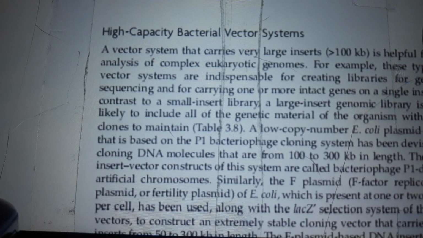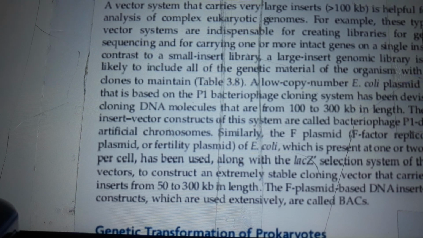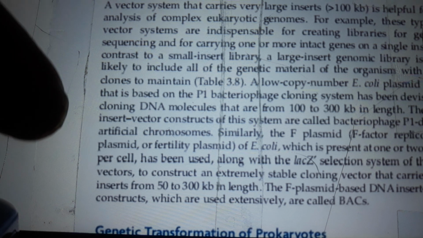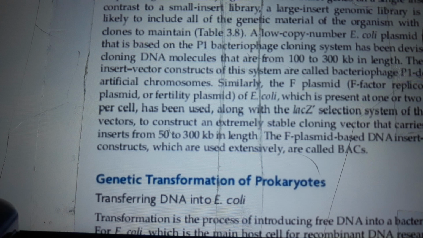Now, the high-capacity bacterial vector systems. A vector system that carries very large inserts greater than 100 kilobase pairs is helpful for the analysis of complex eukaryotic genomes. For example, these types of vector systems are indispensable for creating libraries, for genome sequencing, and for carrying one or more intact genes on a single insert. In contrast to a small insert library, a large insert genomic library is more likely to include all of the genetic material of the organism with fewer clones to maintain.